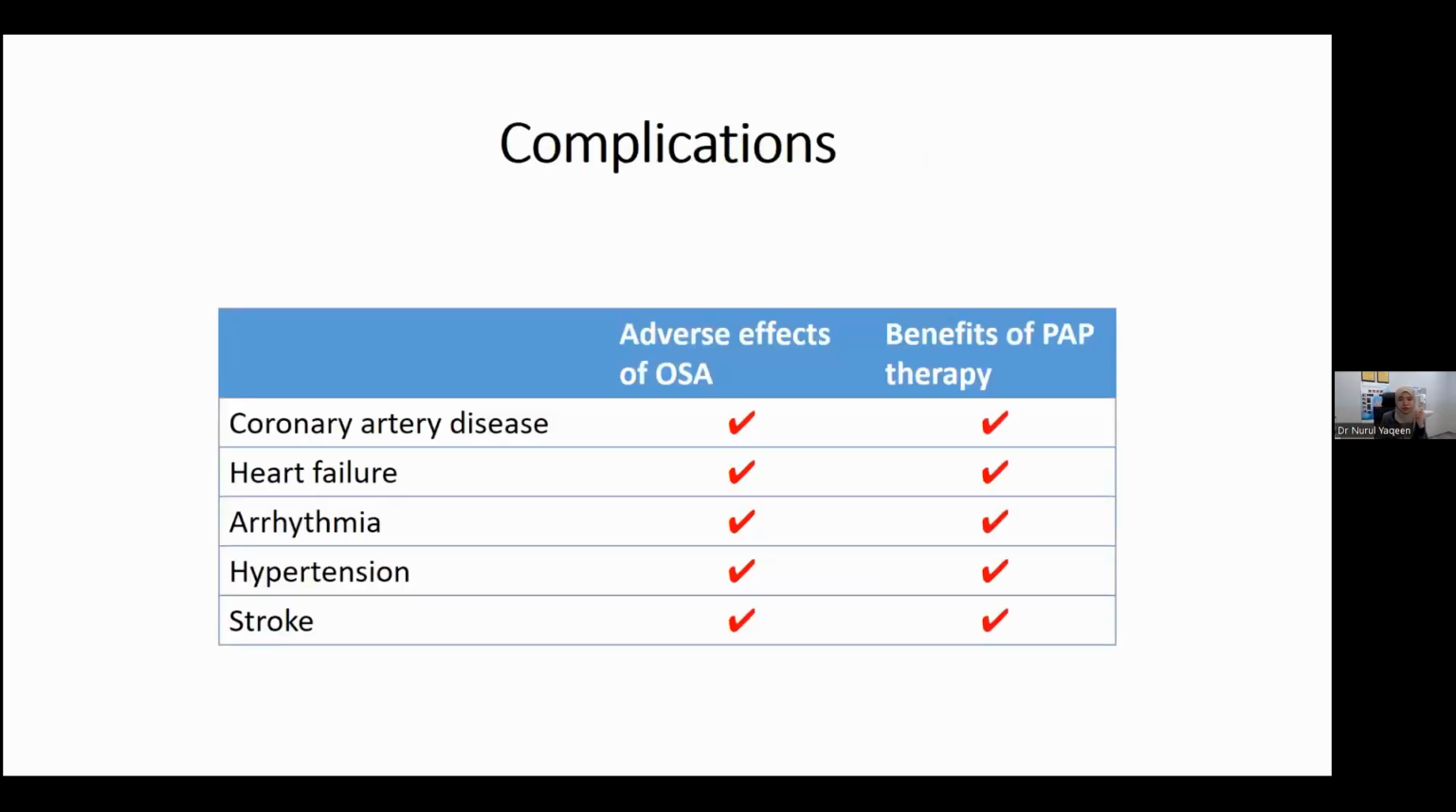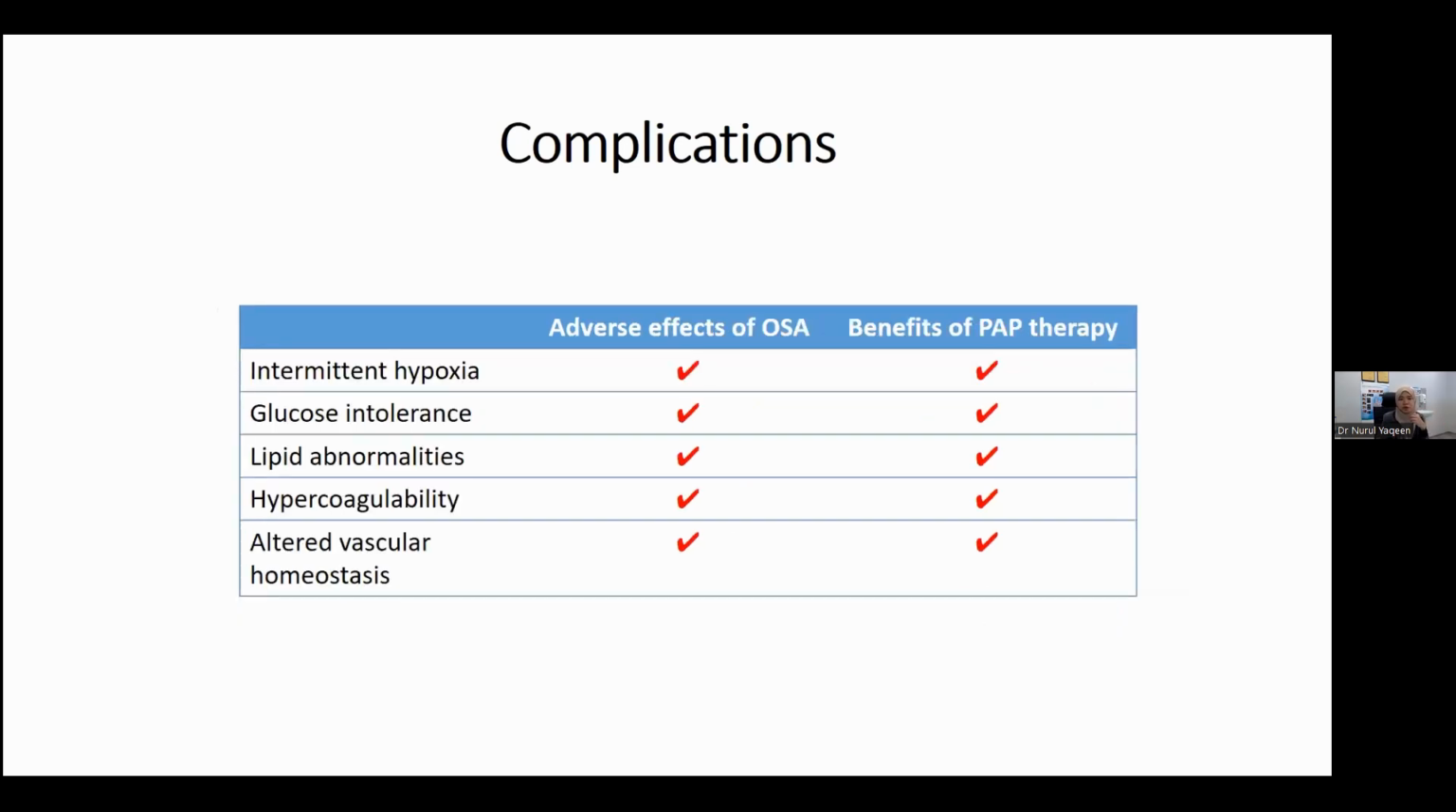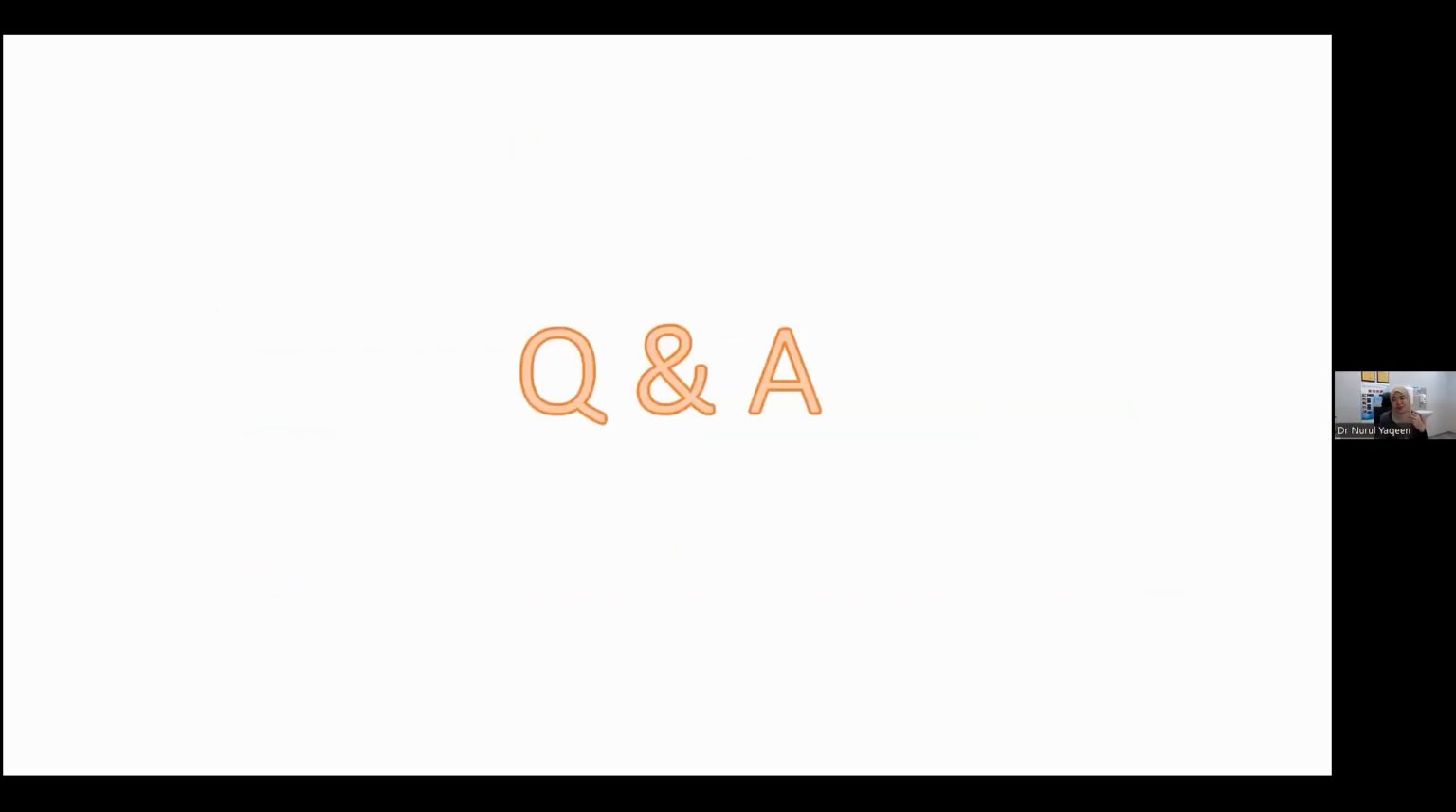Complications will also be covered by other speakers, but just as a rough introduction, OSA can lead to a lot of comorbidities and complications: coronary artery disease, heart failure, arrhythmia, hypertension, stroke. And again, these are the adverse effects of OSA: intermittent hypoxia, glucose intolerance, lipid abnormalities, hypercoagulability, altered vascular hemodynamics. Okay, so this is my last slide.